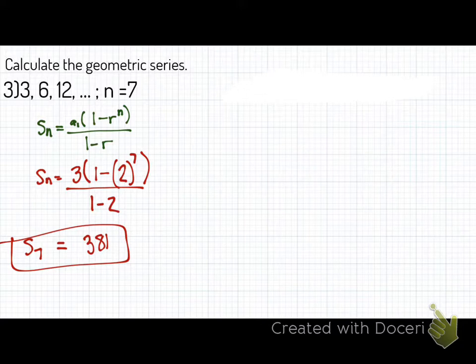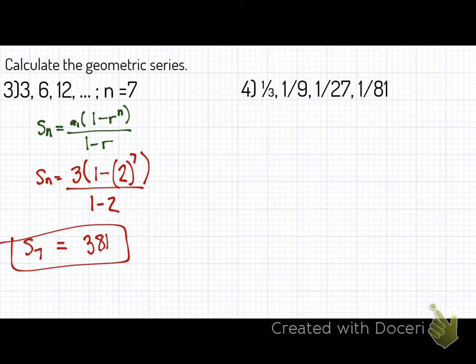Okay, let's try another one. Ready? Number 4. Okay, fractions. Uh-oh. You can handle it. At number 4, what is the ratio? How do you get from 1/3 to 1/9? What do you multiply with? 1/3 times 3 is actually 3/3, which is 1, so that's incorrect. Okay, what is it? 1/3. That's right. 1/3 times 1/3 is 1/9. 1/9 times 1/3 is 1/27. So excellent. What's our common ratio? 1/3. That's right. And what is our first number? 1/3. Good.